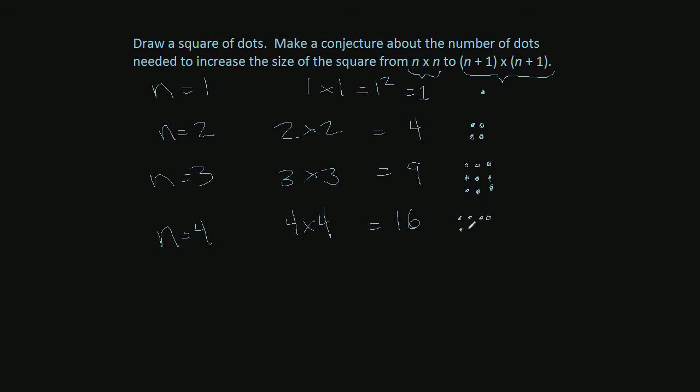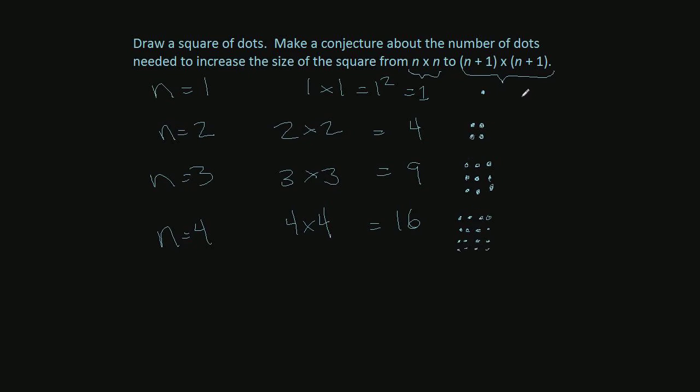So 1, 2, 3, 4. You can actually just do 4 rows of 4. Like here you could have done 3 rows of 3. Here we did 2 rows of 2. And here we did 1 row of 1. So 1, 2, 3, 4, 1, 2, 3, 4. That's an ugly square. Let's try to make it a little better. It's hard to do with my tablet here.